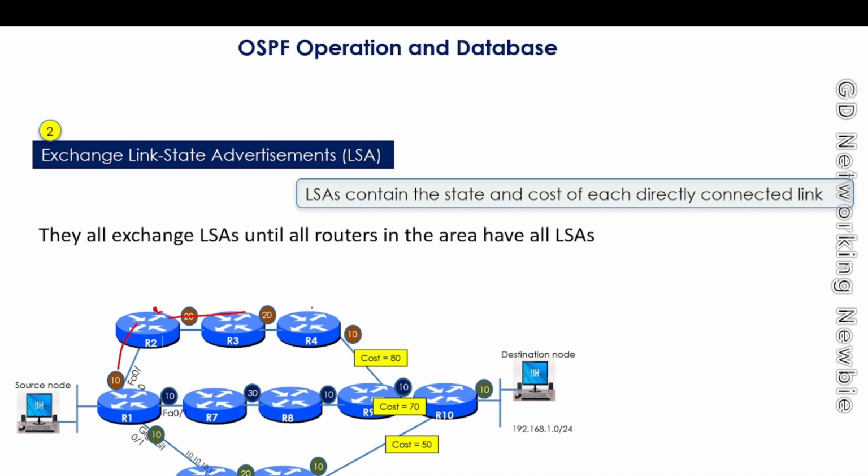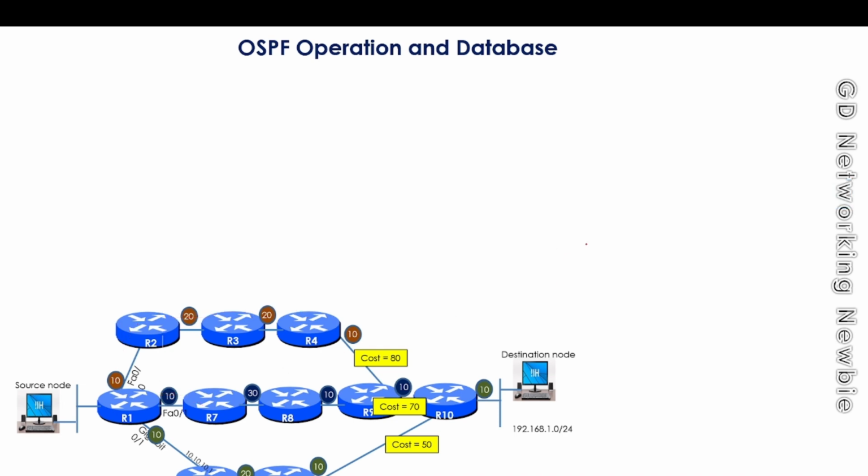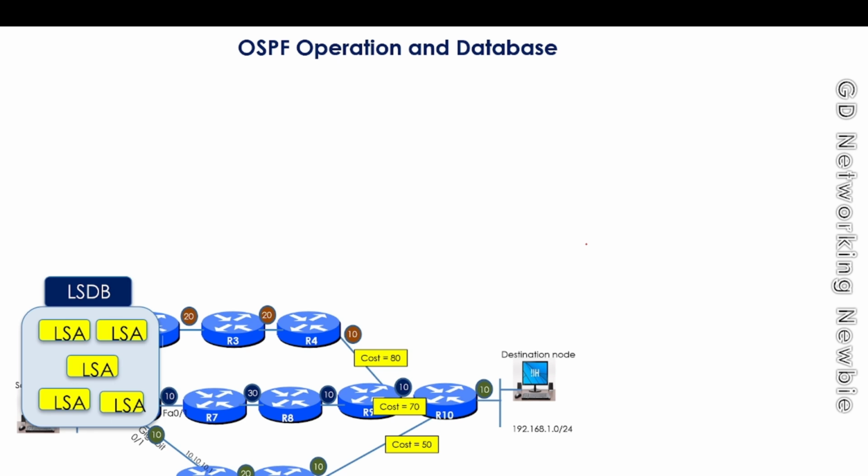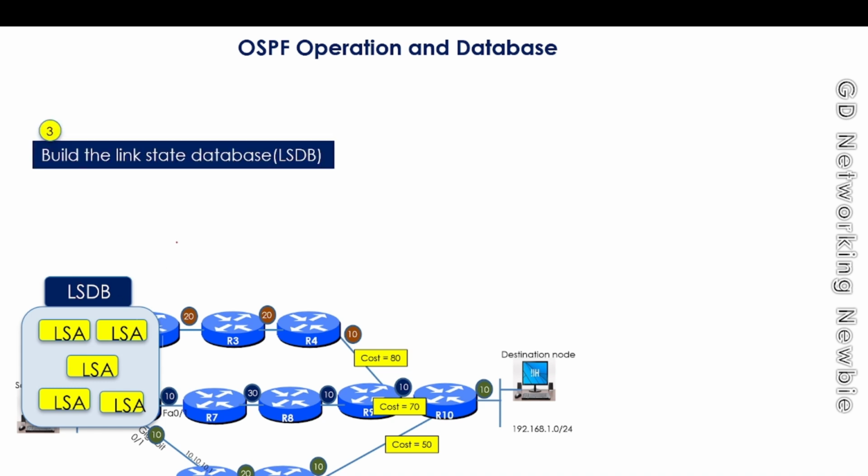It means this will be sending to this, and this will be sending to this. So all of them will be exchanging this LSA. And at one stage, all of these routers will have all the link state advertisements, or LSAs. The combination of all these LSAs from all these routers builds a database that is known as the link state database.